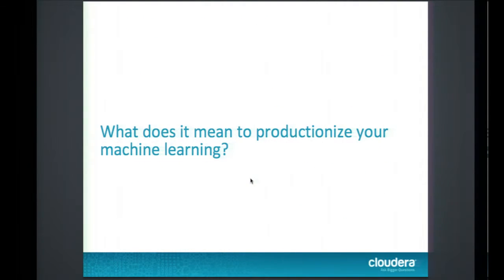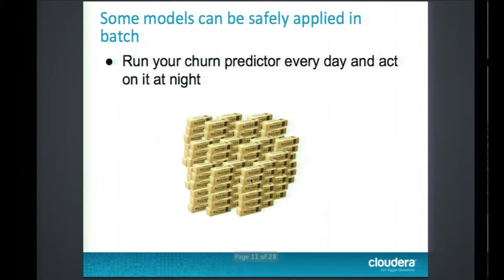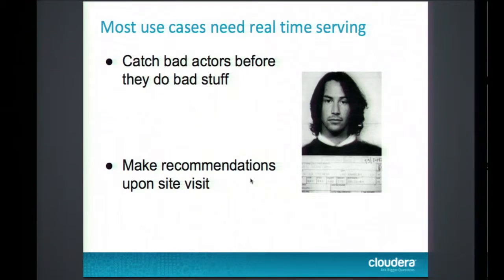So what does it mean to productionize your machine learning? Some models can be safely applied in batch. You can probably run your churn predictor every day, maybe every hour at night, figure out which of your customers you're at risk of losing, and then take action to try to recover them. Many use cases need real-time serving, especially in the case of credit card fraud or faulty insurance claims. You have bad actors trying to do something, and you want to immediately be able to classify them as such so you can prevent them from doing what they're trying to do. Recommendations also fall into this category. Someone shows up at your homepage, and you want to immediately be able to tell them what kind of products they should be looking at.